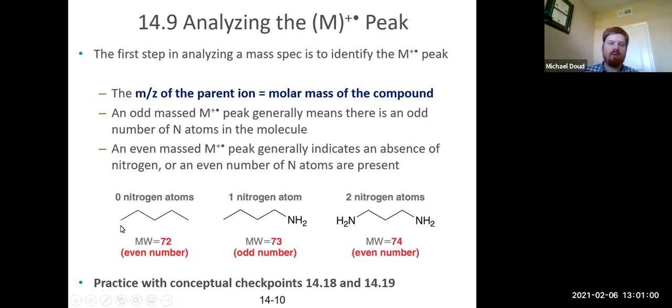So for example, if you look at pentane versus aminobutane versus diaminobutane, pentane has a molar mass of 72, and aminobutane has a molar mass of 73, again because you have the odd mass from the nitrogen. Now, if you have 2 nitrogen atoms, then they cancel out, right? They're going to form an even number when you add 2 odd numbers together. So just keep that in mind. But that's one big clue here. Once we find the parent peak, if it's odd, we can guess most likely that we have either 1 or 3 nitrogens.